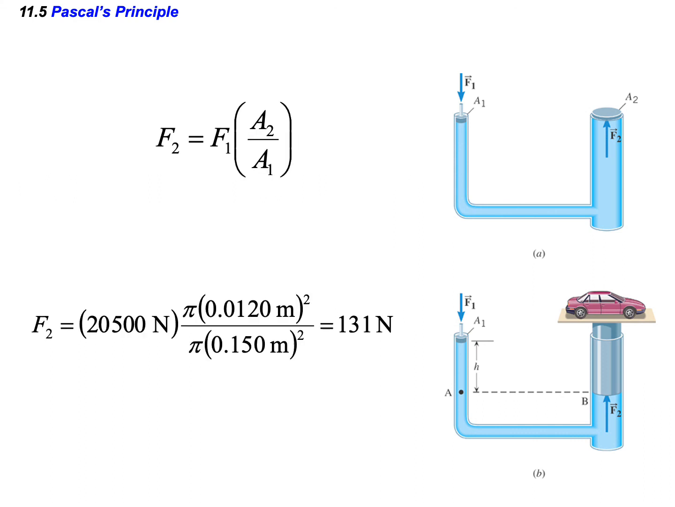You can use the same equation on the previous page to solve this problem. When you substitute the numbers, the weight of the car, actually this is F1 because this is F2. So it's a typo, this is F1. This is area 1. This is area 2. Then you just need 131 Newton force to hold a 20,500 weight, because you have a huge area ratio on both sides.